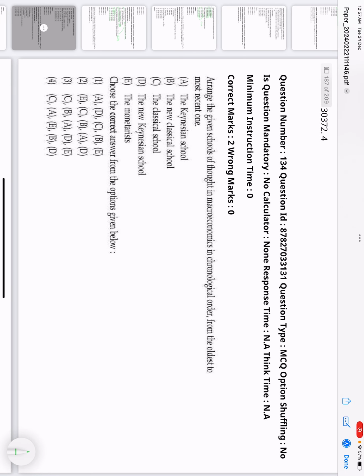Schools of thought in macroeconomics from chronological order, oldest to most recent one. Oldest one was classical. First we have C, these two are removed. Then Keynesian to counter it, C, then A, then monetarist, E, then new classical, then new Keynesian. So this is fairly basic.